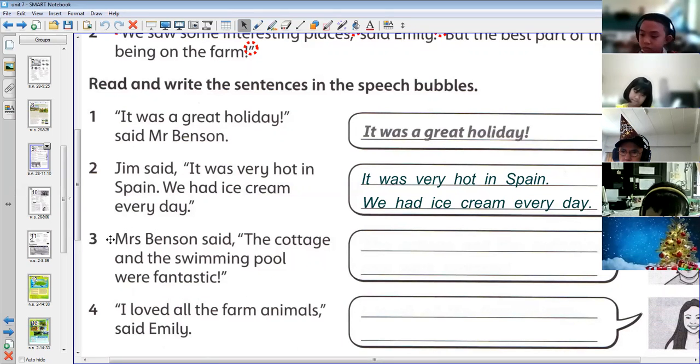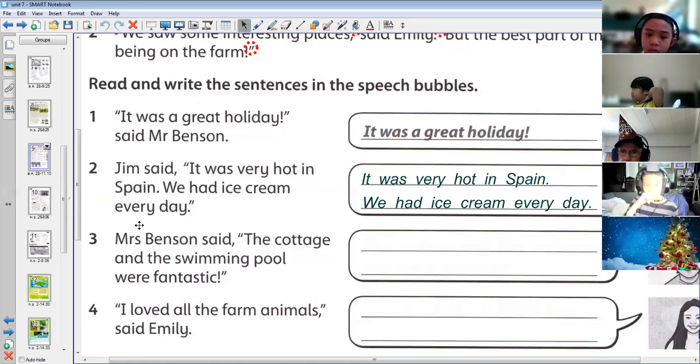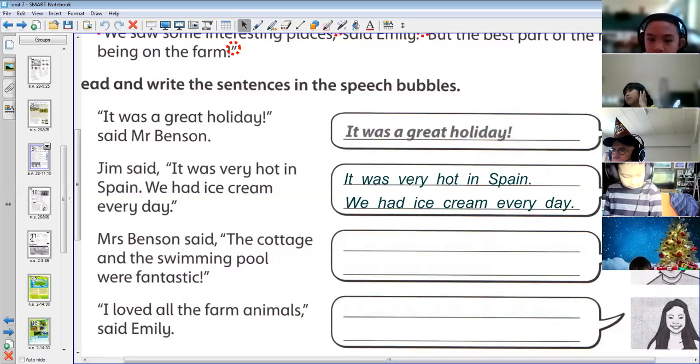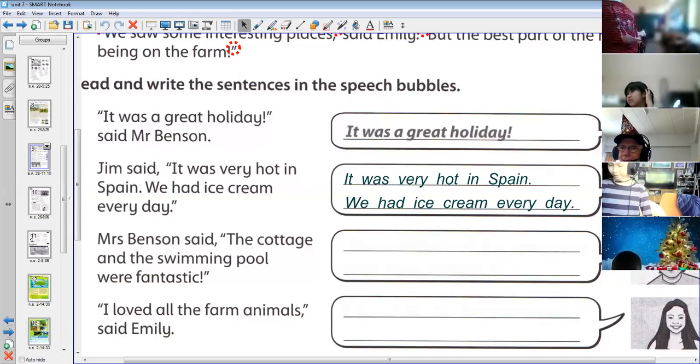Who's reading the first part of number 3? Tul, yes, go. Mr. Benson said the cottage and the swimming pool were fantastic. Good boy. But MRS is not Mr., that is Mrs. MR is Mr., but MRS is Mrs. Although it doesn't look like a Mrs. in the picture, does it? It looks like a Mister. Yeah, it looks like a Mister, doesn't it? Okay, right. So what goes in the speech bubble?